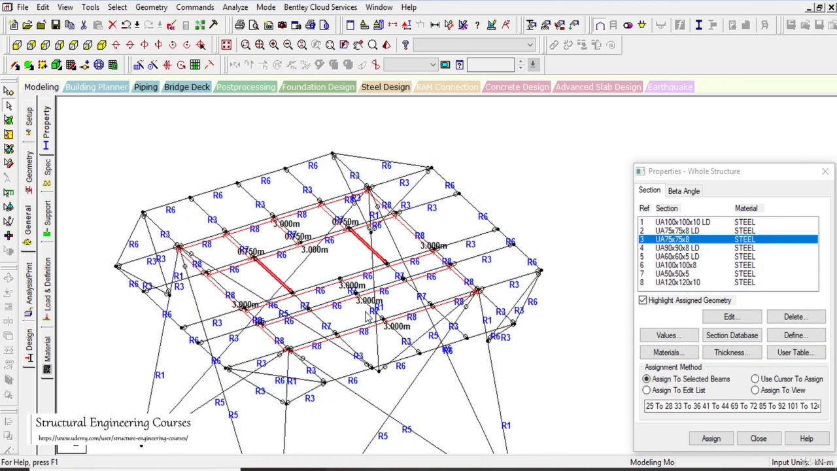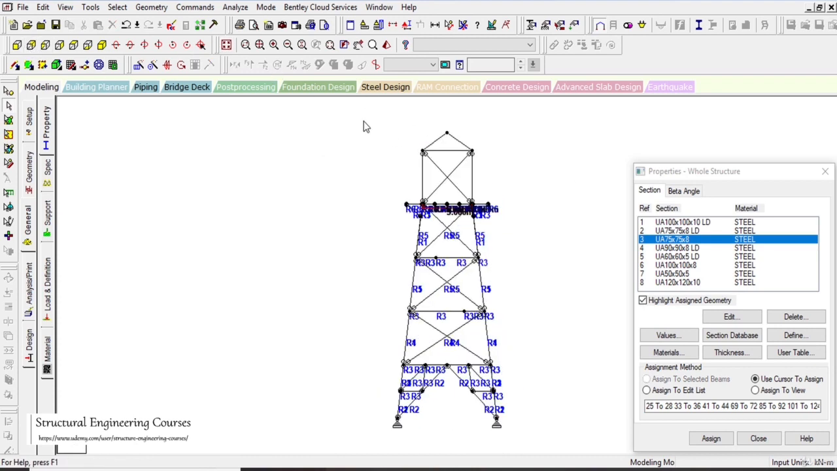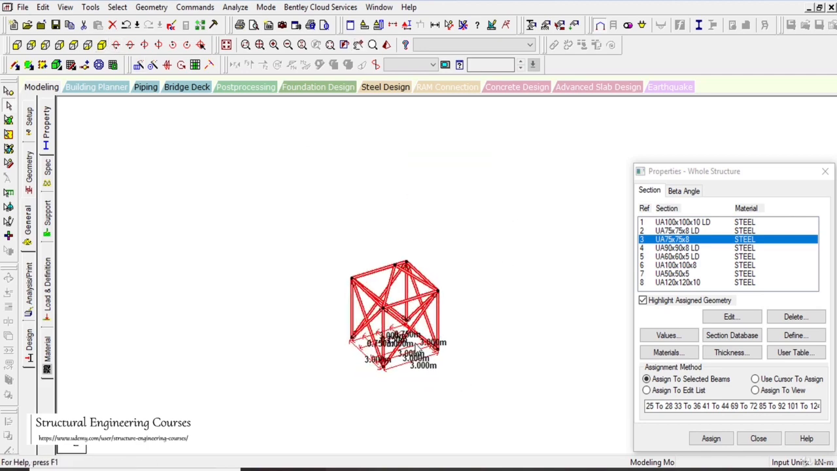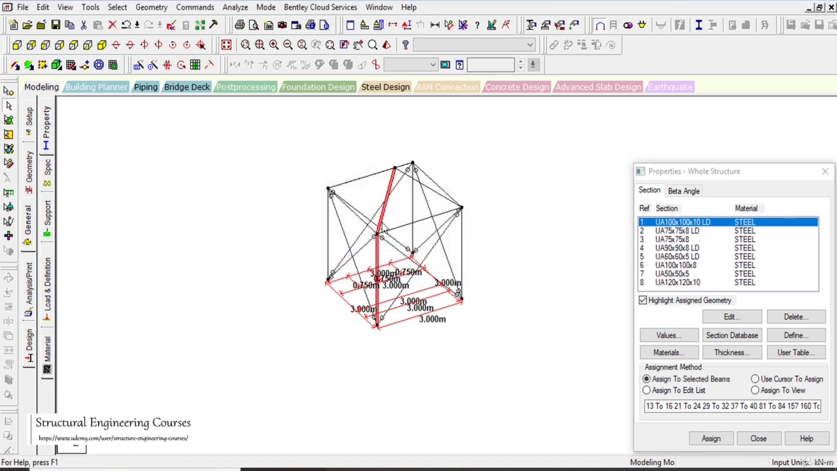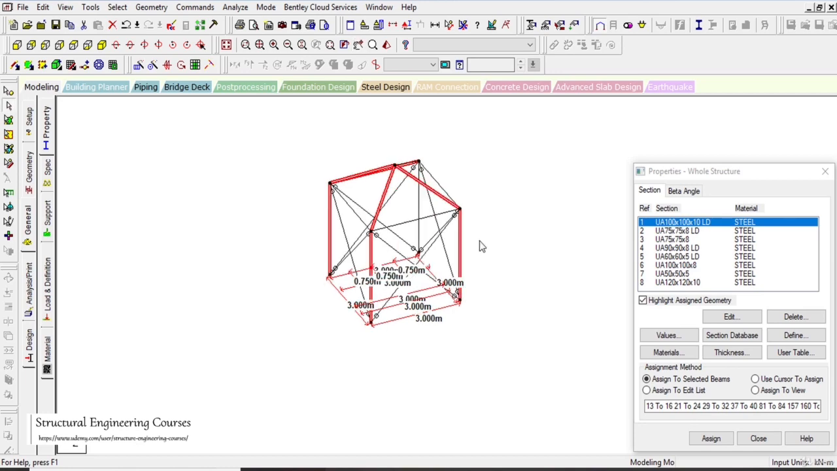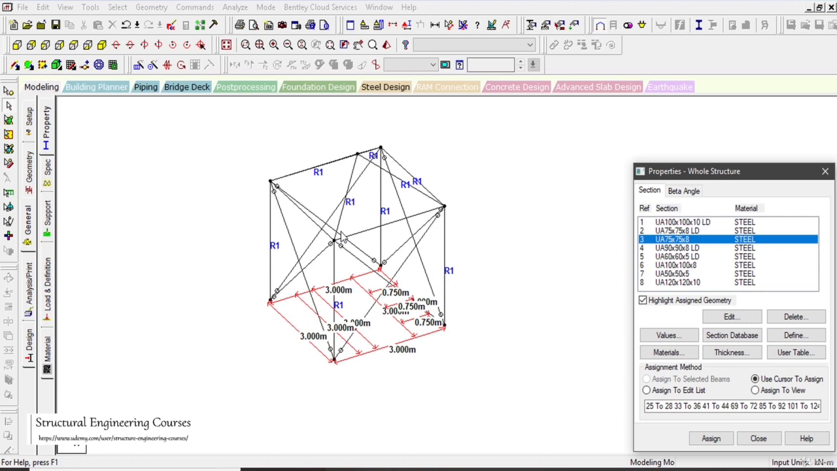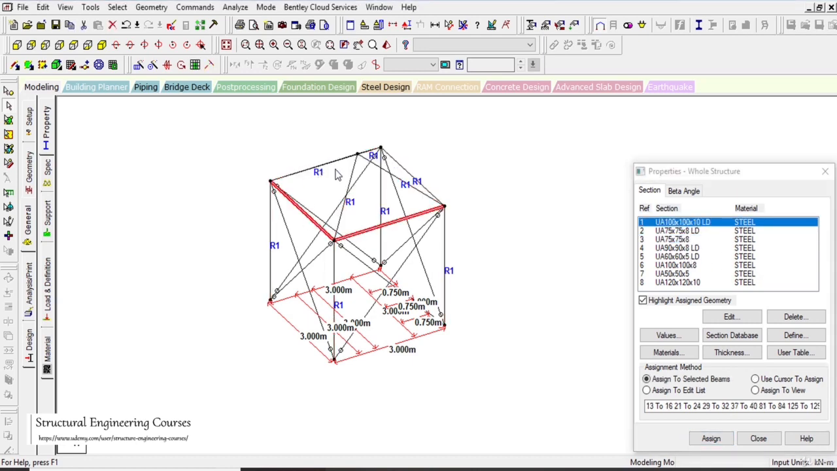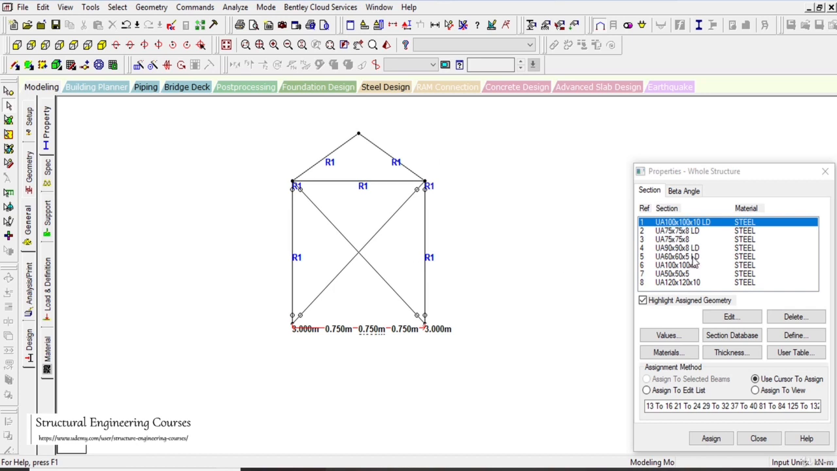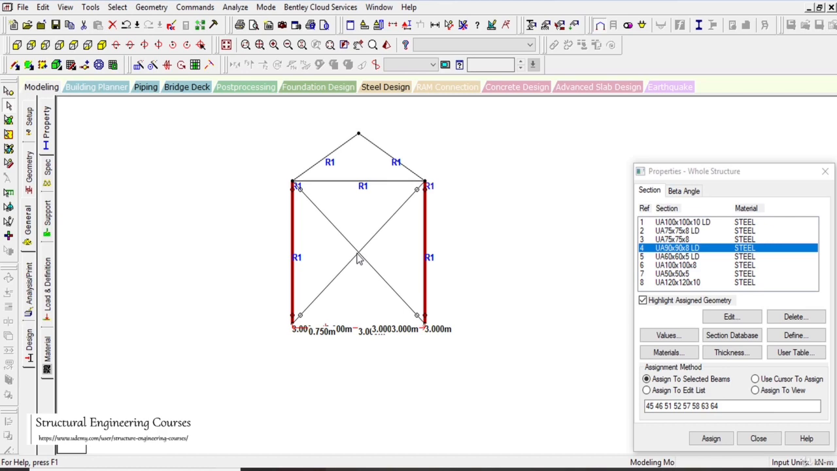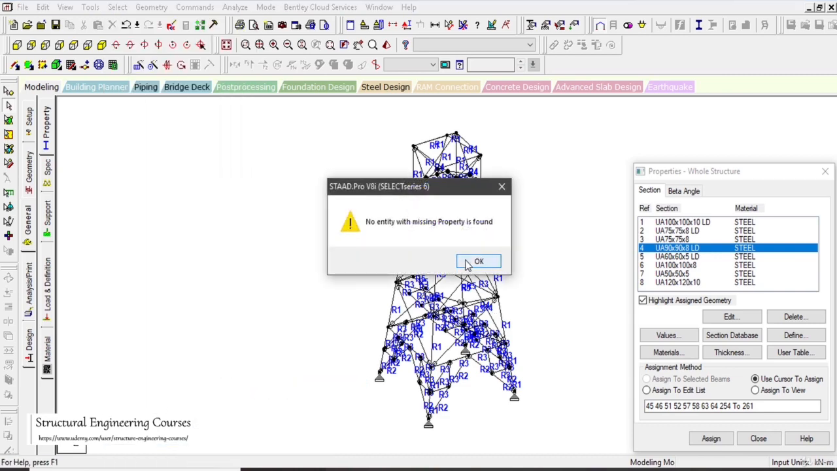We can go to select by missing attributes and missing property. So we can assign 75-75-8 to these two members also. After that, we can select this particular part here. So desirably, the members that are coming from the bottom, that is 100-110 double angle, should be continued to the top. And this tie member can be 110 double angle. We can assign double angle of 90 to this particular bracing here. So we can go to select by missing attributes and missing property. So all the properties have been assigned.